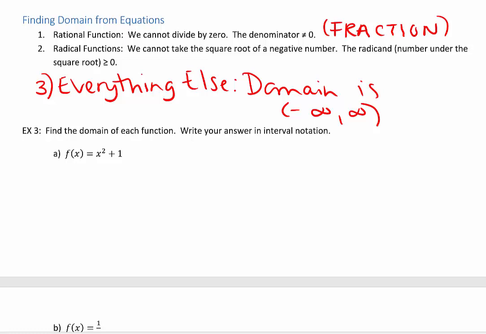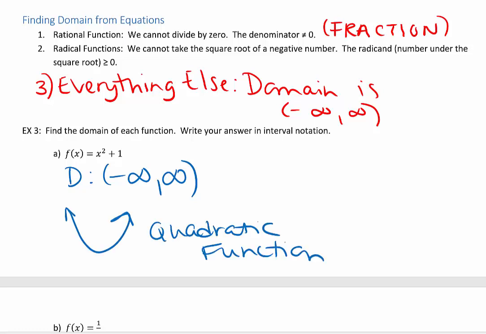Part A, f of x equals x squared plus 1. I do not see a fraction. I do not see a square root. So this is case 3. There's no fraction, there's no square root. So my domain has to be all real numbers. Basically, that's telling me I can plug any number I want into this function, and I'll never get an undefined or an error.